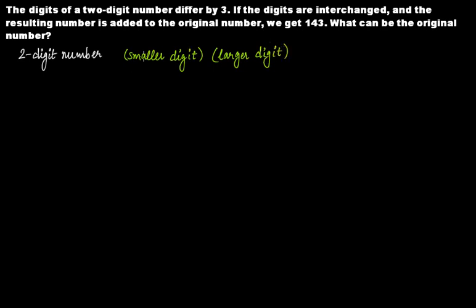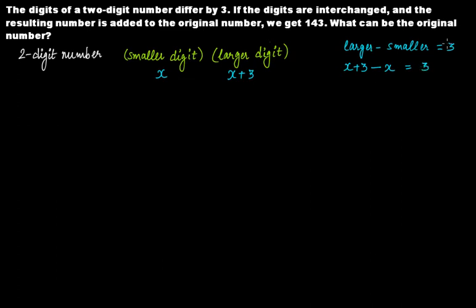This much is sure, that one digit will be the smaller one and one digit will be the larger one. If we take the smaller digit as x, and the difference between the two digits is 3, then clearly the larger digit will be 3 more than this x, that is x plus 3, right? Because if you check, larger digit minus smaller digit should be equal to 3. So larger is x plus 3 minus x, and if you solve it, you get 3, right?